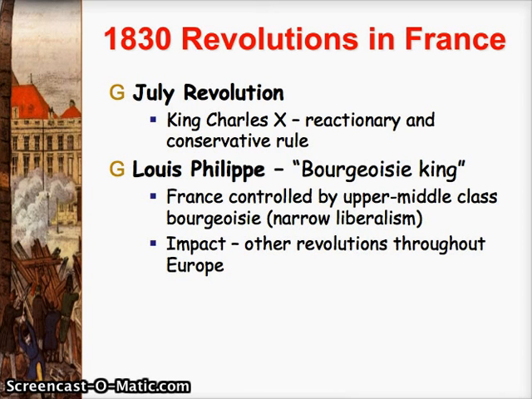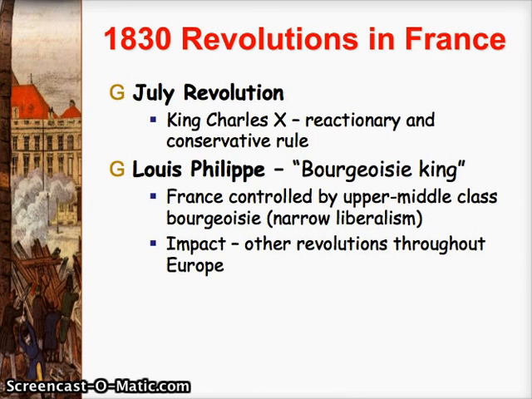Charles X was trying to go back to the old order. He wanted to reverse away from the constitutional monarchy that was established by the French Revolution and reinvoke divine right rule. He wanted to censor the press. He wanted to get rid of a constitutional government, and he wanted to restrict voting rights. So all these things are going to inspire the July Revolution against King Charles X.